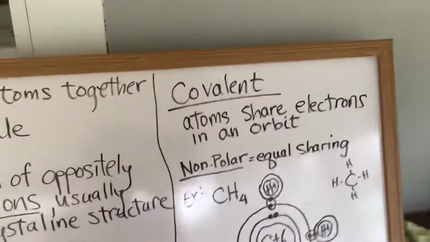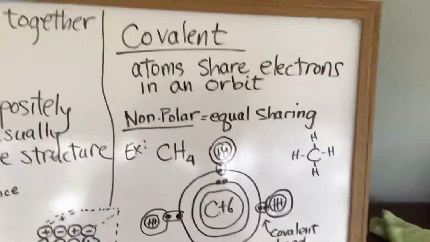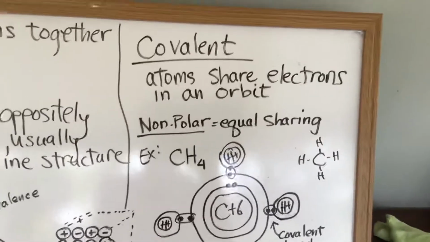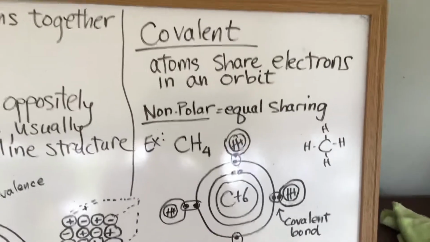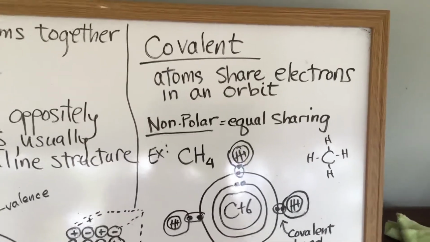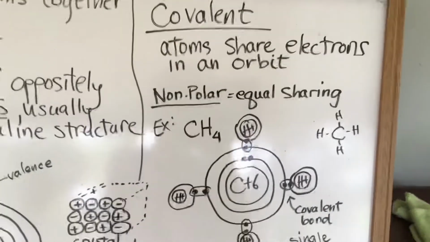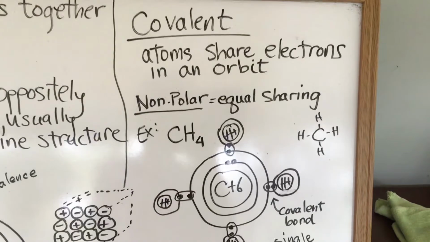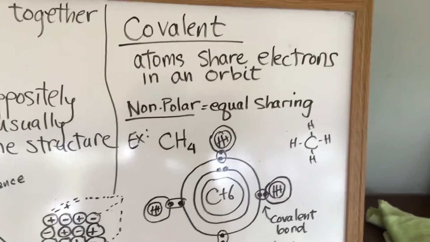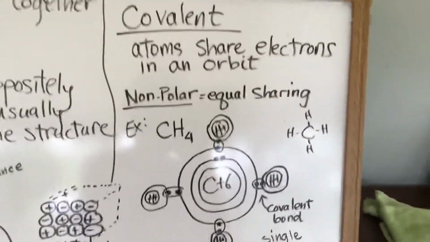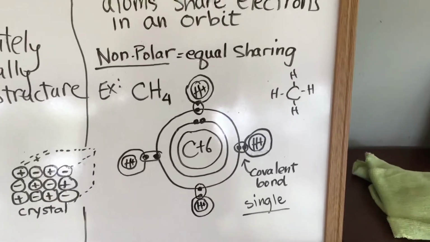Now the next kind of bonding is covalent bonding. Covalent bonding in biology is very stable, all right? We will talk about why in a bit, but atoms in covalent bonding share electrons in an orbit to make their outer or valence shell stable. So a nonpolar covalent bond is one of equal sharing. We'll talk about polar covalent bonding in another segment. Nonpolar means they have roughly equal sharing of electrons between the atoms in question.